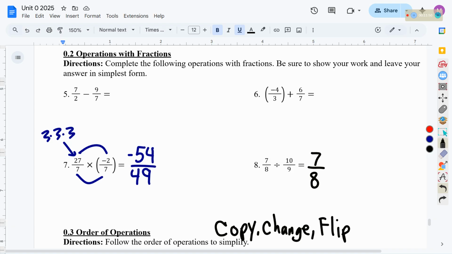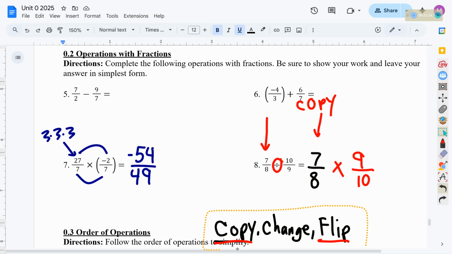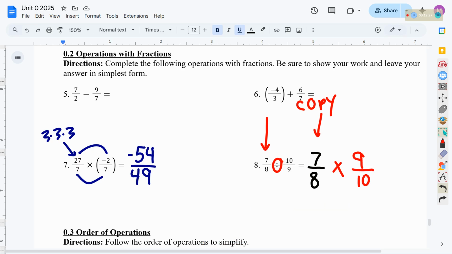So the first thing we do is copy, and notice I copied 7 eighths. I copied it right here. That's the copy step. Now we're going to change. The change is going to be where I take the division sign and I change it into a multiplication. We change it to multiplying. Then we're going to flip. We take the other fraction, and instead of 10 over 9, now it's 9 over 10. And that's it. The sentence I usually tell my students is that dividing by a fraction means to multiply by the reciprocal. And you must have that in your notes somewhere.